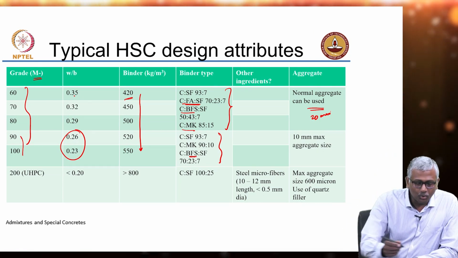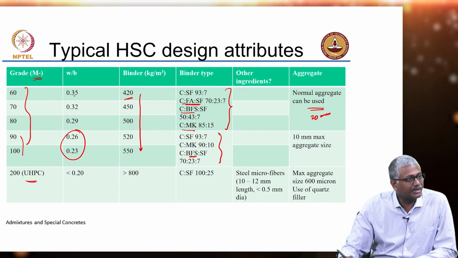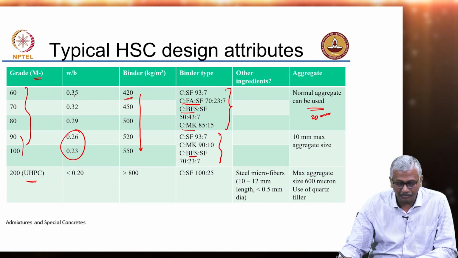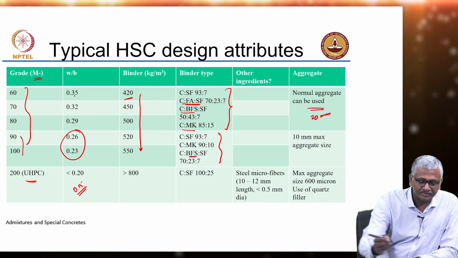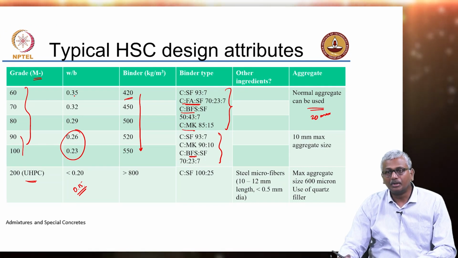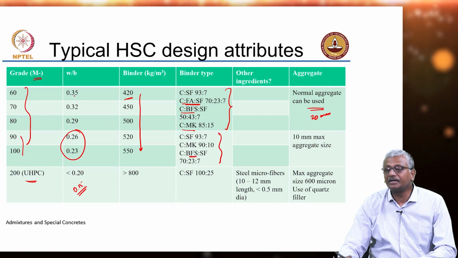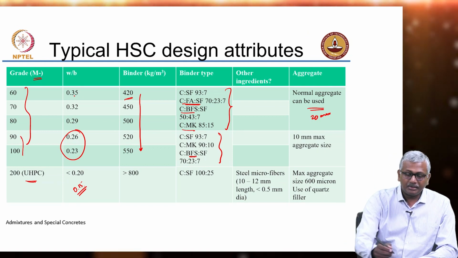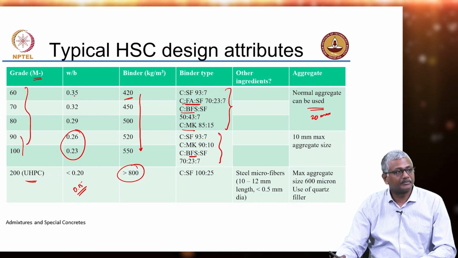When you go to ultra high performance or ultra high strength concrete of grades 200 megapascals and above, you are talking about very low water binder ratios, close to 0.15. I have just generically put 0.2, but close to 0.15 is what you will be using for such high grades of concrete. Here the binder content will typically be more than 800 kilogram per cubic meter.